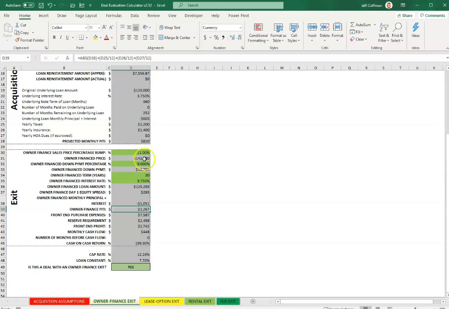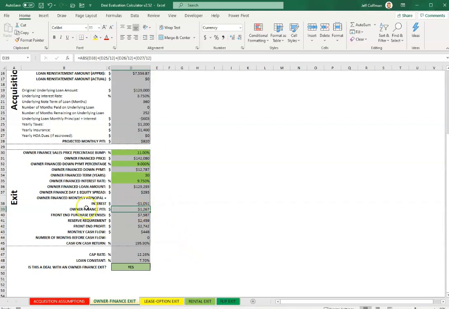And by the way, when you sell on owner financing, your buyer is actually responsible for their own taxes and insurance. You are not. So this is actually going to go down, the projected PITI on this, because they are going to pick up the taxes and insurance portion of that.